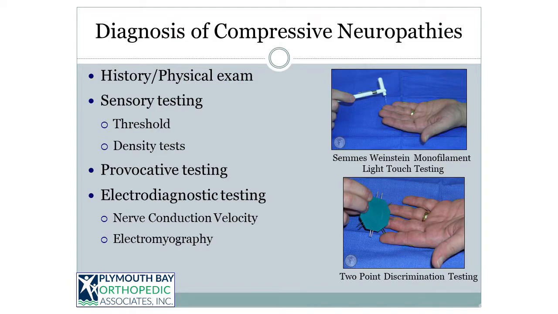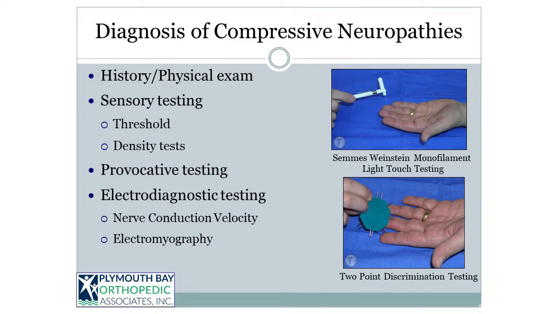In the office, we do provocative testing. So we're basically trying to recreate the compression to see if they develop those symptoms again. And then if the history and the physical exam isn't conclusive, then there's nerve testing as well. The nerve testing has 2 parts. One is nerve conduction velocity testing, and the other part is electromyography. The nerve conduction is to get an idea of how quickly the nerve is sending signal and how quickly it is receiving the signal, and the electromyography is looking at the muscles to see if the muscle is being affected by the nerve being compressed. Once you see effects on the muscle, it's fairly progressive.